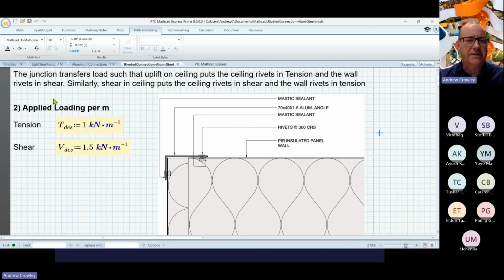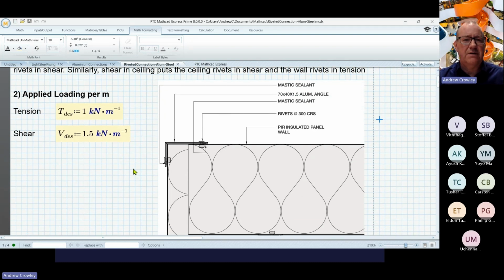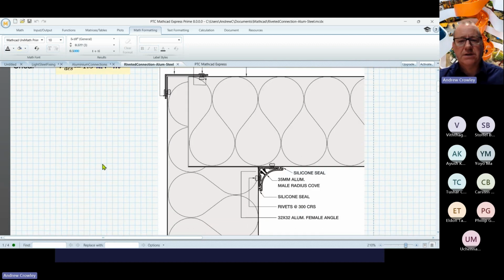So in other calculations, we have derived the forces within our rivets due to the load applied to it. So in our case, we've applied a tensile load of 1 kilonewton per meter and a shear of 1.5 kilonewtons per meter at this junction.